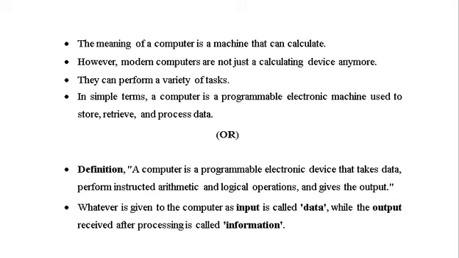For the definition of computer, we can write: a computer is a programmable electronic device that takes data, performs instructed arithmetic and logical operations, and gives the output. Whatever is given to the computer as an input is called the data, while the output received after processing is called information.